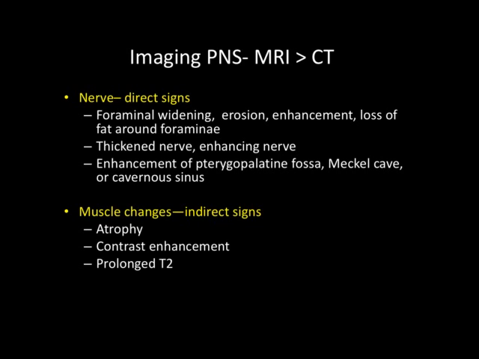The direct signs could be foraminal widening, erosions, enhancement, loss of fat. Loss of fat you will see on T1. Foramen widening you will see on the CT. Not everything you will see in one imaging only, but you have to see all. Thickened nerve and the perineural enhancement along its full course is the definitive sign. But if you see focal enhancement or suspicious enhancement, like sometimes the cavernous sinus is very hyperenhancing, it can be due to hypervascularity along the feeders.